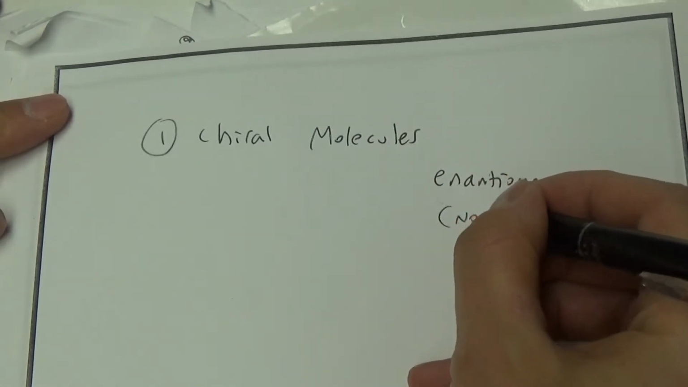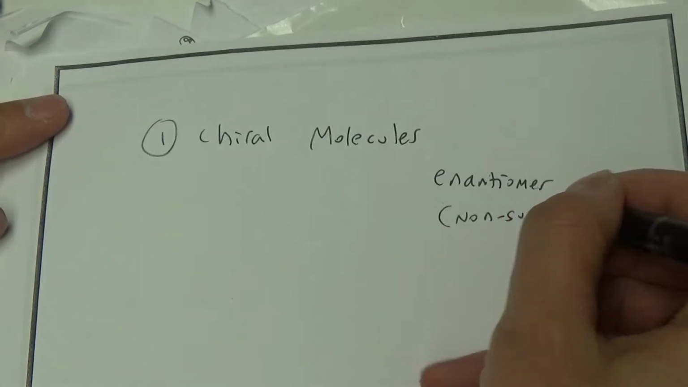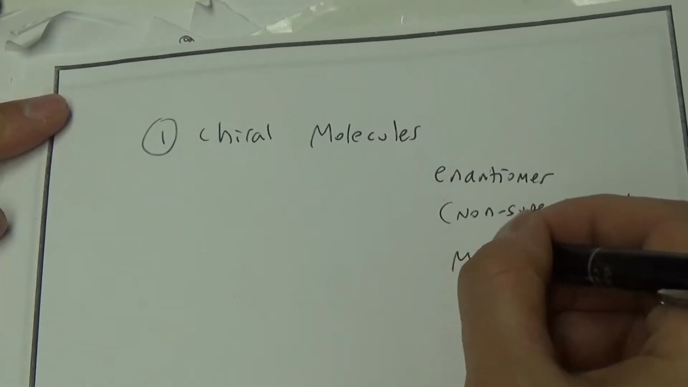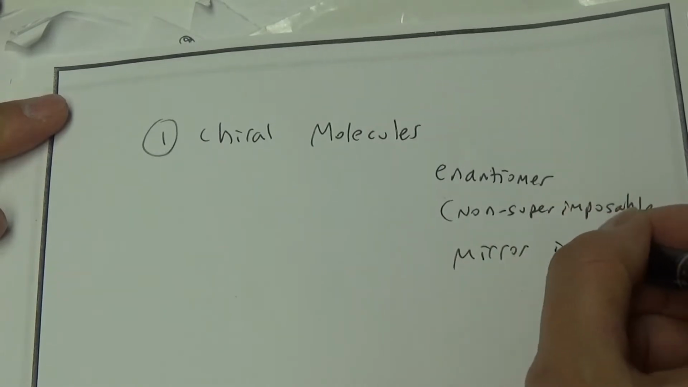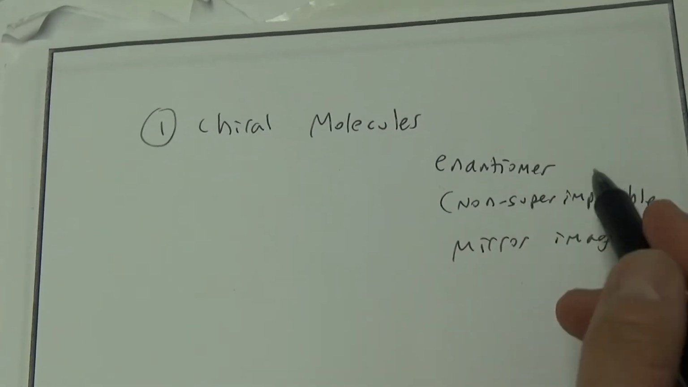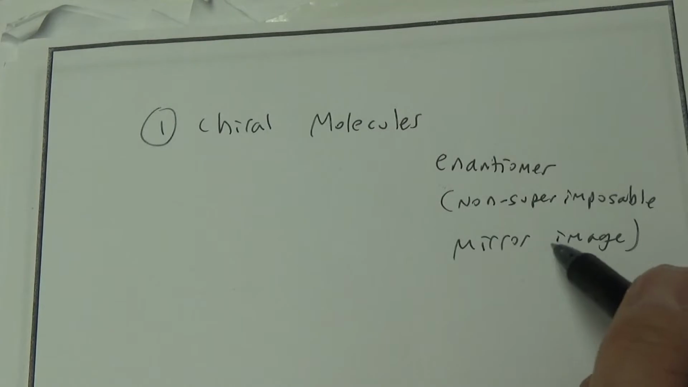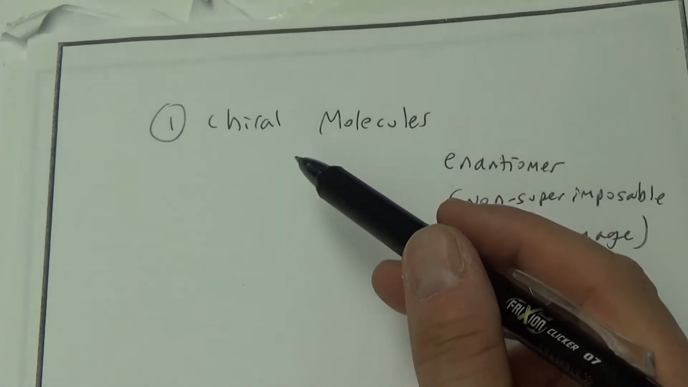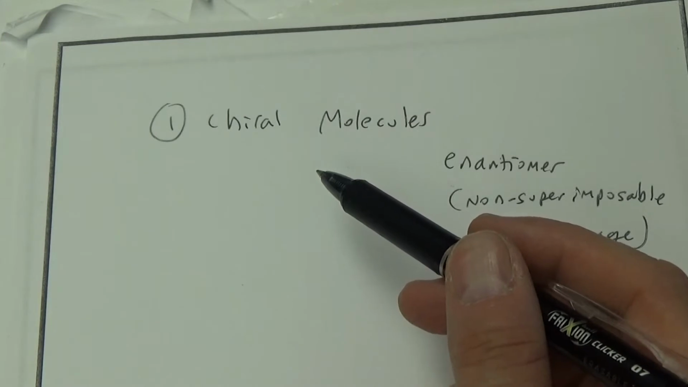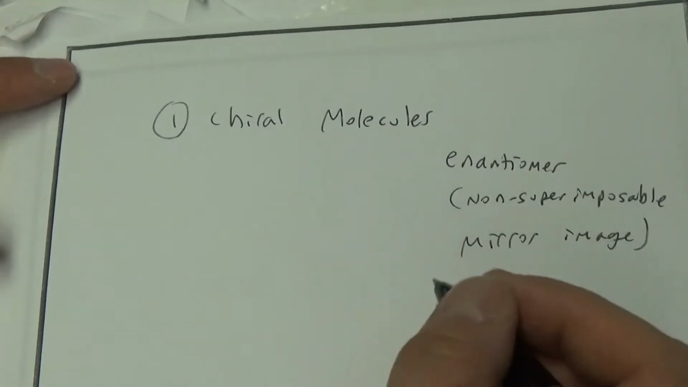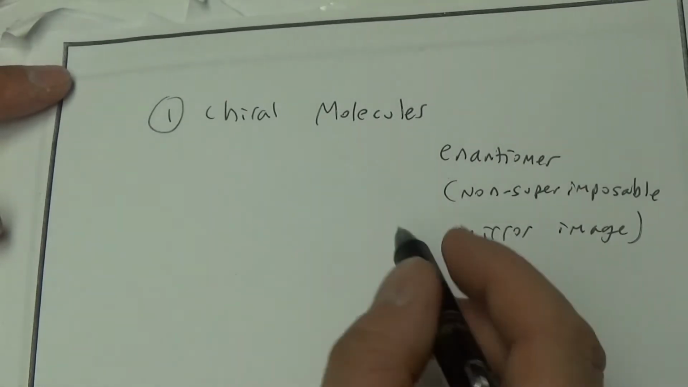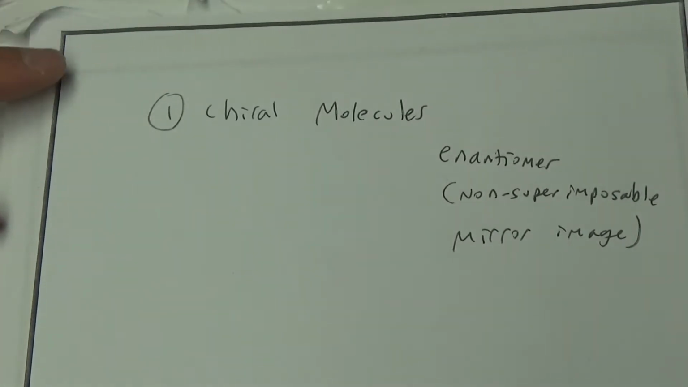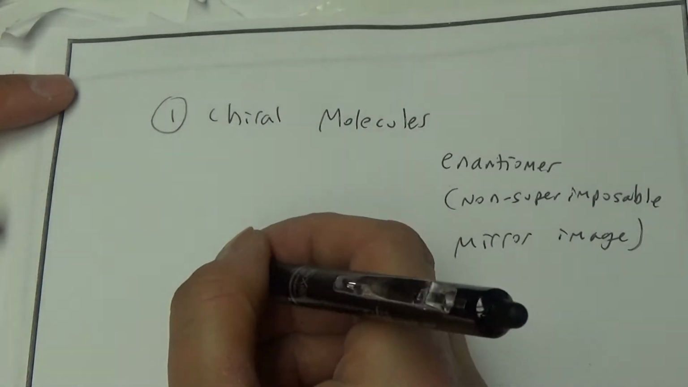A non-superimposable mirror image, right? So if a molecule has an enantiomer, a non-superimposable mirror image, it can be called chiral. Okay, and we also mentioned that there's a couple names for this concept of a carbon with 4 different things on it, and let's remember what those names are.